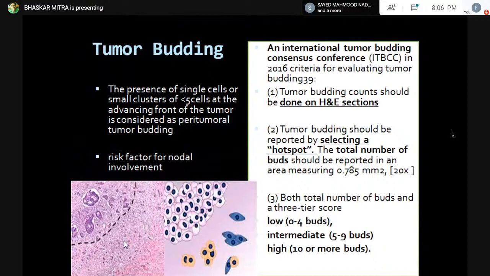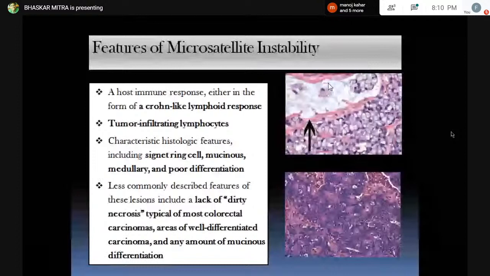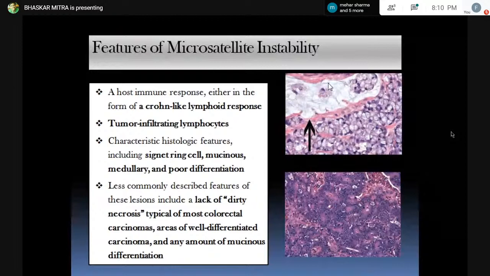Now, how should it be reported? There is an International Tumor Budding Consensus Conference. In evaluating tumor budding, related features include a glands-like lymphoid response, TIL, that is tumor-infiltrating lymphocytes, and morphological patterns of signet ring cell carcinoma, mucinous, medullary, or poorly differentiated carcinoma. Those features are usually not seen in microsatellite unstable cases, such as a lack of dirty necrosis, and well-differentiated tumors are usually not seen in this. Medullary carcinoma is more in favor of microsatellite unstable cases.